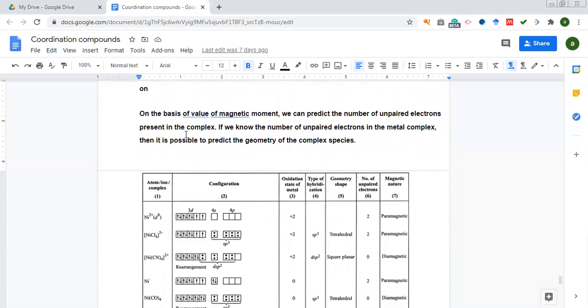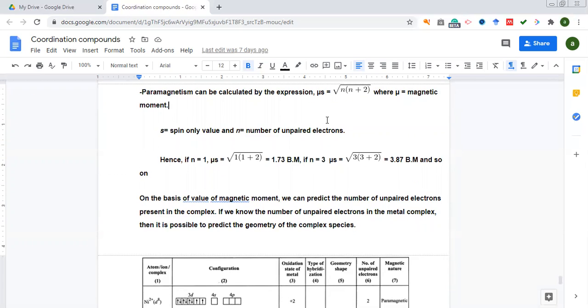Now, on the basis of magnetic moment, that is the mu value, if any complex compound has n equal to 0, so it doesn't have any unpaired electrons in its outermost shell, then such complex compounds are termed diamagnetic. The magnetic moment of those compounds is 0. Whenever n is equal to 0, if you substitute n in the formula, square root of n into n plus 2, you get 0. So 0 means magnetism is 0, and such compounds are denoted as diamagnetic.